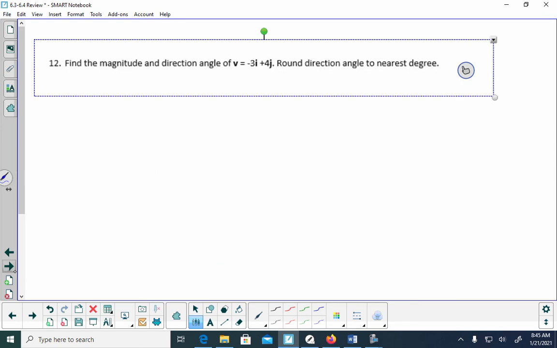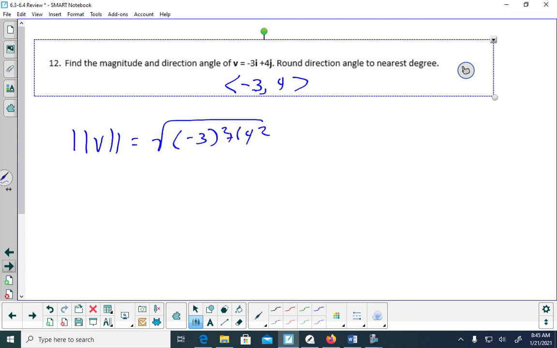Number 12, I want to find the magnitude and the direction angle of the vector v, which is -3i + 4j. Round the direction angle to the nearest degree. So to find the magnitude, I'm going to first think of this in component form, looking at the coefficients. It's going to be (-3, 4), the coefficient of i and the coefficient of j. So the magnitude is going to be the square root of (-3) squared plus 4 squared. And when I do that, I get 5. It ends up being the square root of 25, which is 5.